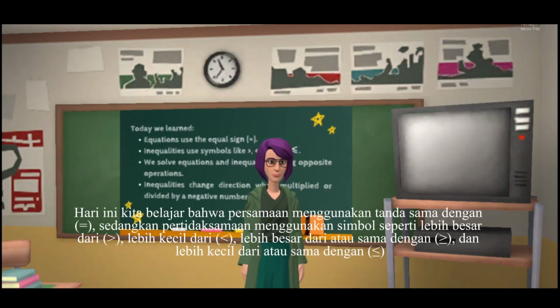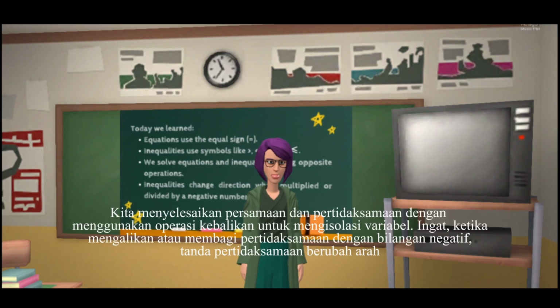Today we learned that equations use the equal sign, equals, while inequalities use symbols such as greater than, less than, greater than or equal to, and less than or equal to. We solve equations and inequalities by using opposite operations to isolate the variable. Remember, when multiplying or dividing an inequality by a negative number, the inequality sign changes direction.